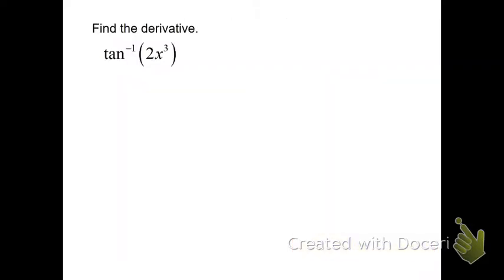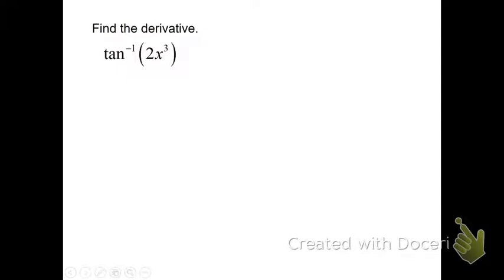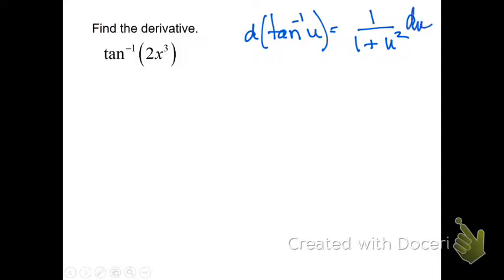All right, so tangent. Let's see if you can first remember. This could also be written arc tangent of 2x cubed. Same question, okay? All right, so let's first write down our formula. The derivative of inverse tangent of u is, we have a 1 and a u squared, okay, for all of them. And tangent looks like a plus, but don't forget du.